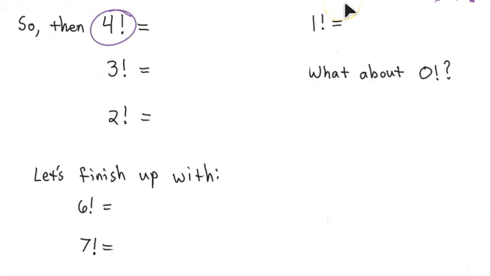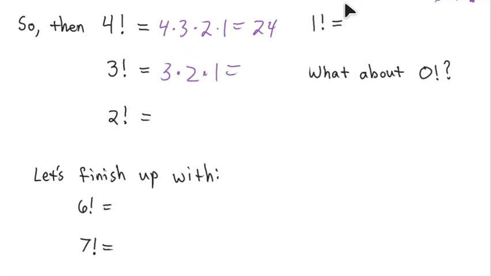All right, so then what is 4 factorial? 4 factorial is just 4 times 3 times 2 times 1. 4 times 3 is 12. 12 times 2 is 24. 24 times 1 is 24. And so 4 factorial is 24. 4 factorial will never be anything but 24, okay? So how about 3 factorial? Well, 3 factorial is just 3 times 2 times 1. And 3 times 2 is 6. 6 times 1 is 6.